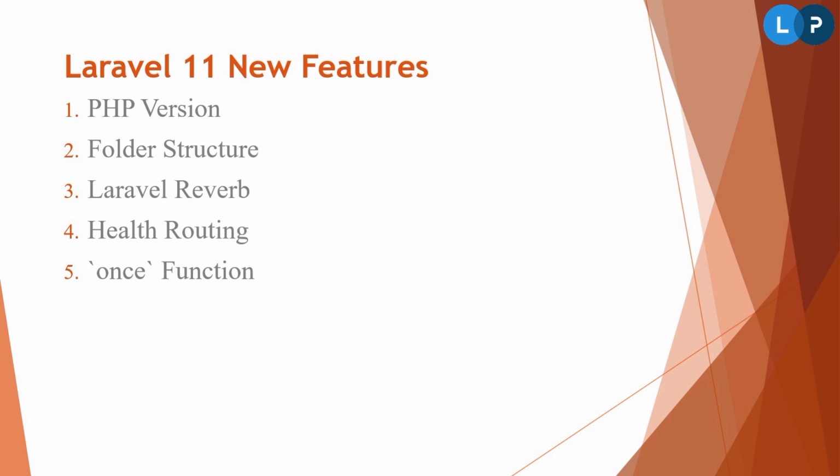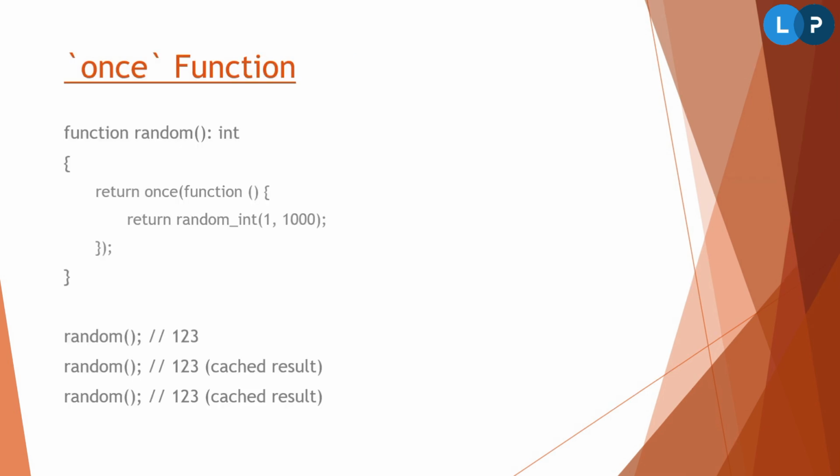So if you check here, the once function is returning once. That means this helper function executes the given callback and caches the result in memory for the duration of the request. Any subsequent calls to the once function with the same callback will return the previously cached result, which actually gives a faster response.